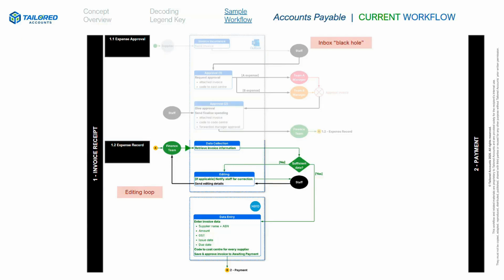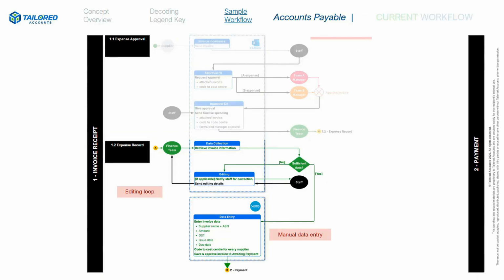Finally, once the data is sufficient, finance manually keys in invoice details into Xero platform, including supplier name, ABN, amount, GST, issue date, due date, codes to appropriate cost center, then saves and approves the invoice before moving through Portal B for payment. This reveals our third bottleneck, manual data entry. It's repetitive, time-consuming, and highly prone to human error.